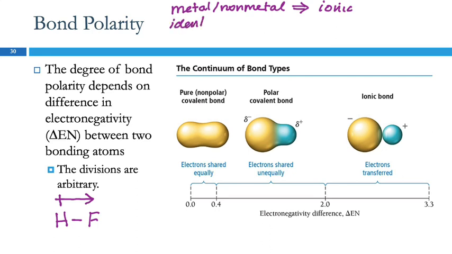What if we have identical nonmetals, like 2 carbons? What's the electronegativity difference between carbon and carbon? 0, right? So nonpolar, two nonmetals that are the same, carbon, carbon, hydrogen, hydrogen, whatever you want. This is going to be a nonpolar covalent bond. What if we have 2 different nonmetals?